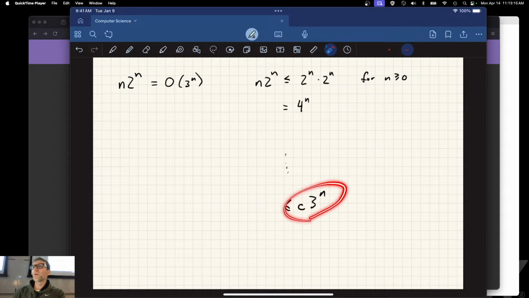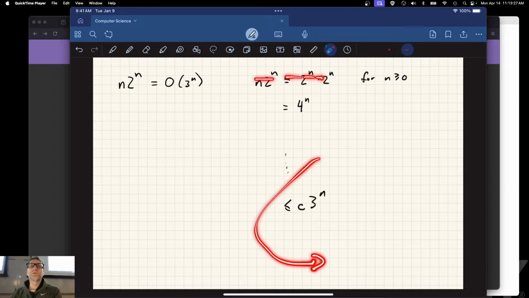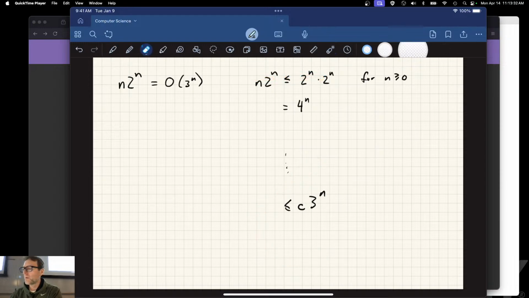Is that ever going to look like this? 4 to the n is way too big, right? All right, so let's back it up. You can make things bigger and bigger and bigger, but you can't make them too big because then you've shot over your goal over here. You've overshot your goal. So let's go ahead and go back.